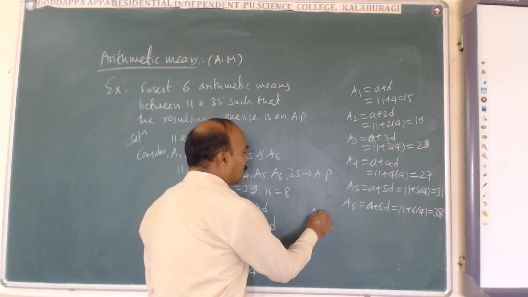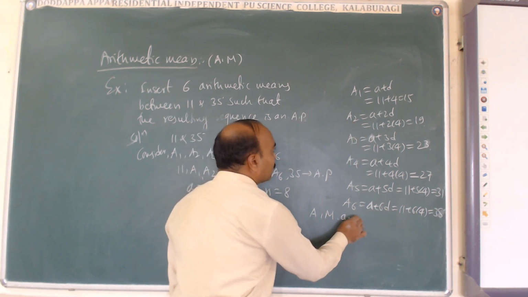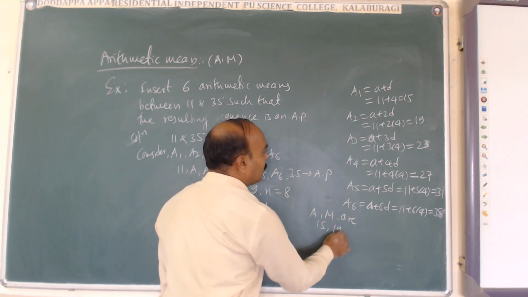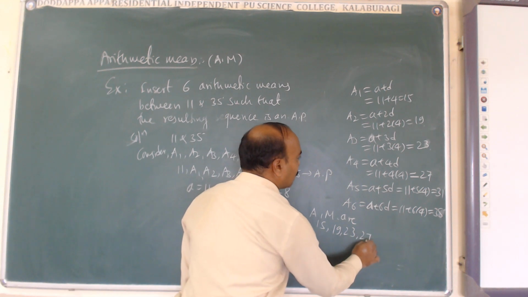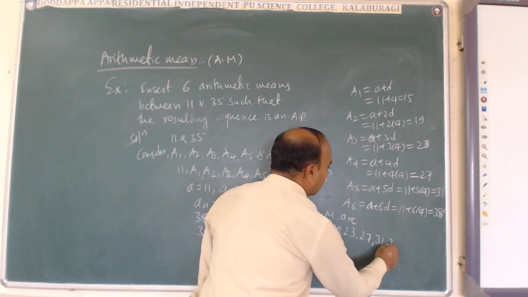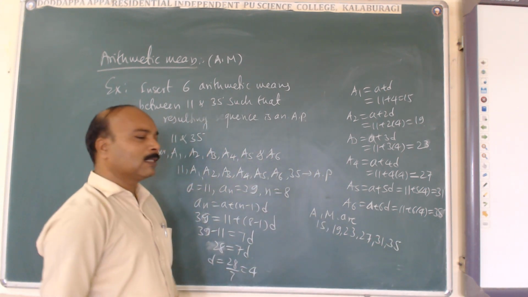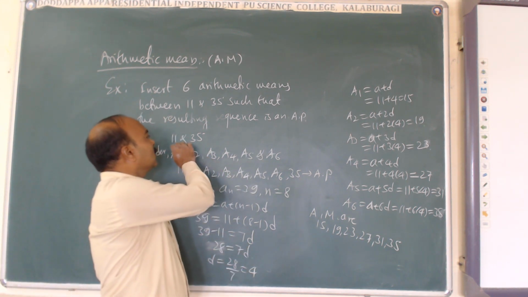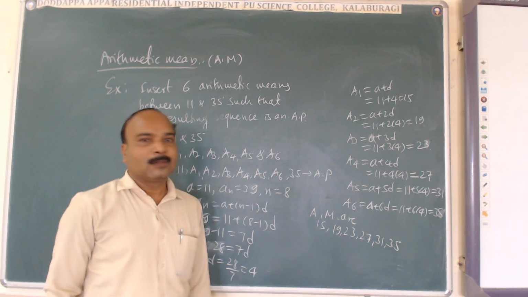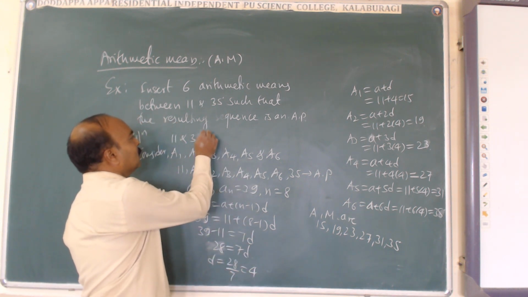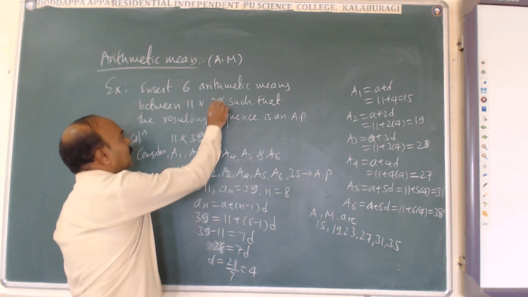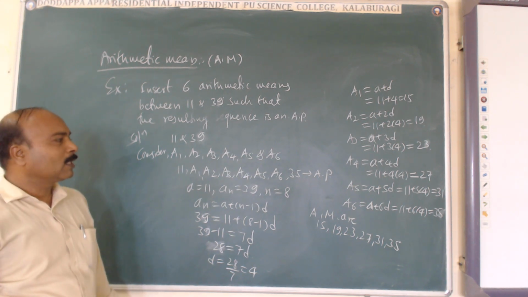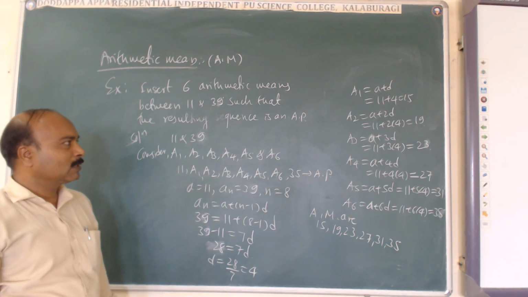Therefore, the arithmetic means are what I got? It is 15, 19, 23, 27, 31 and 35. These are 6 arithmetic means between the two given integers, that is 11 and 39. Make it 39. 11 and 39. These are the two given integers for these 6 arithmetic means.